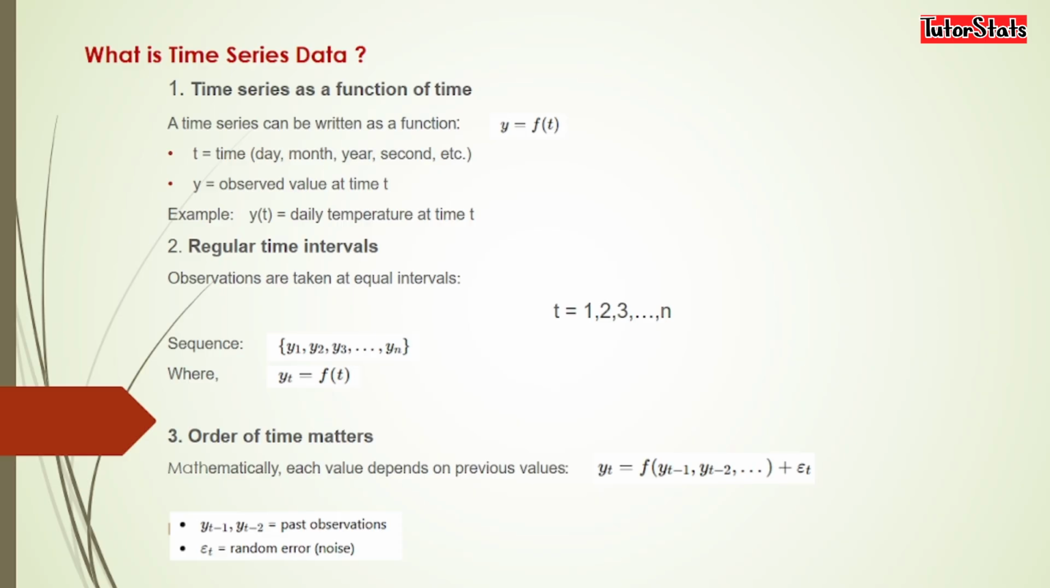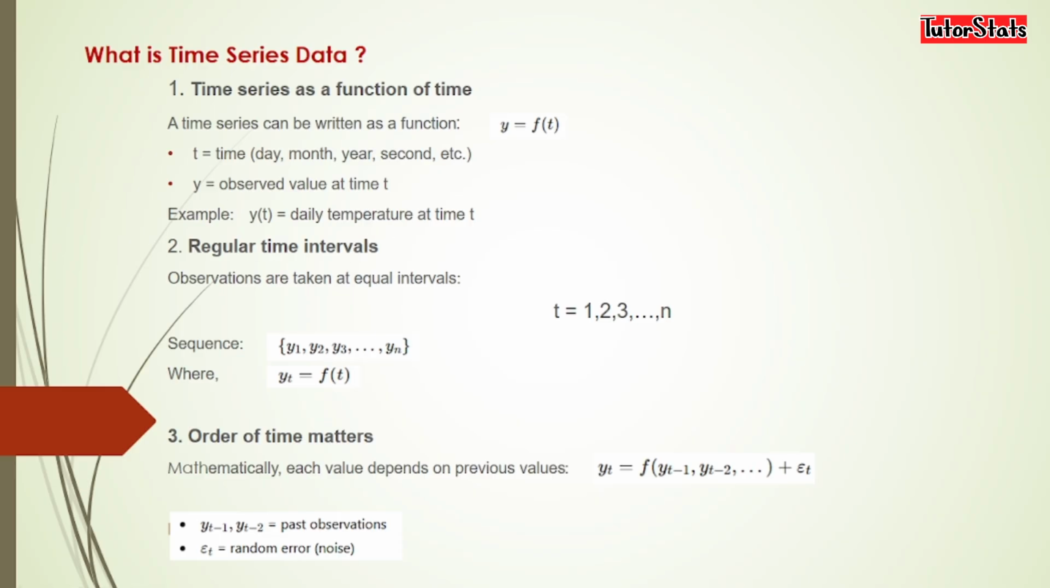Here time can be days, months, years, hours, or even seconds. In mathematics, we write time series data like this: y equal to f(t). It just means t is time and y is the value we observe at that time t. For example, if t is a day, then y(t) can be the temperature on that day. So day 1 temperature is 30 degrees Celsius, day 2 is 31 degrees Celsius, and day 3 is 29 degrees Celsius. This daily temperature record is a perfect example of time series data.